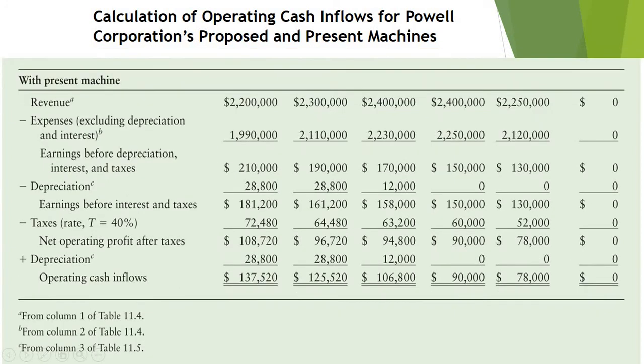So here are the operating cash inflows for the present machine or old machine. We have already seen the revenues for the present machine over the next 5 years. Then we are deducting expenses of the present machine over the next 5 years. Then we get earnings before depreciation, interest and taxes. Now if you look at the depreciation deducted from earnings before depreciation, interest and taxes, there is depreciation only for the first 3 years. This is because the machine was purchased 3 years back, and depreciation has been counted for the last 3 years.